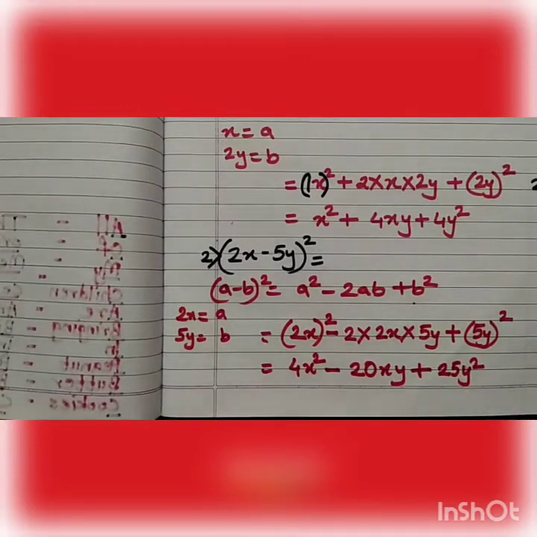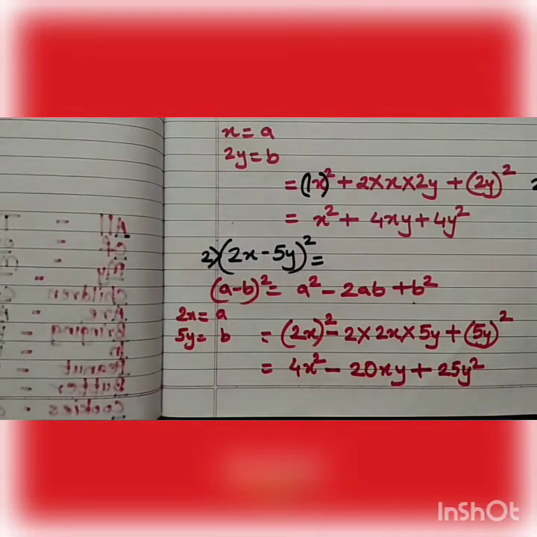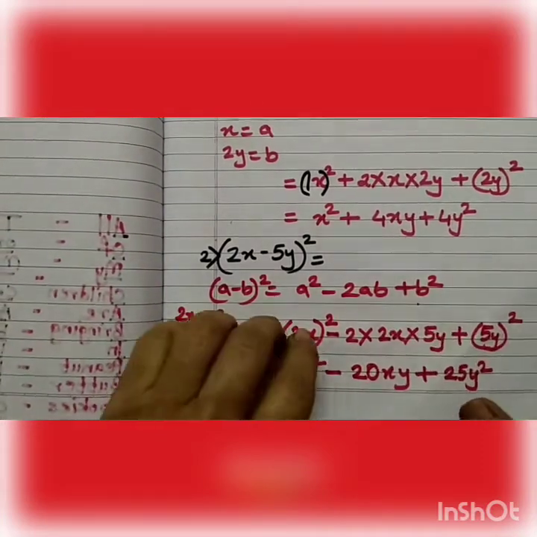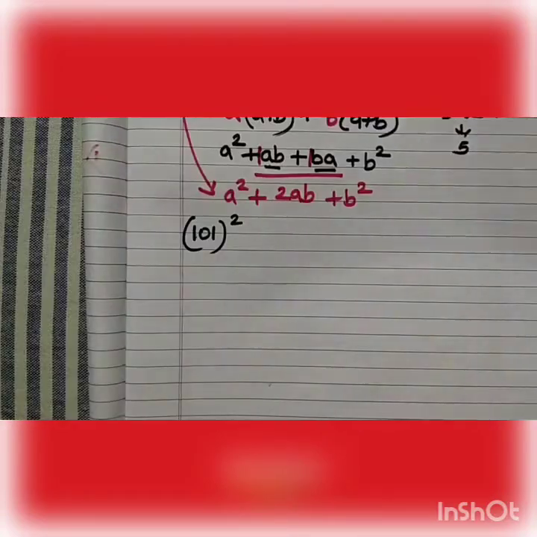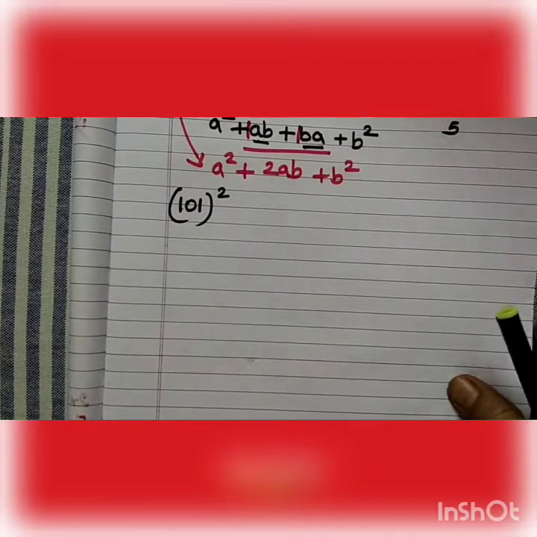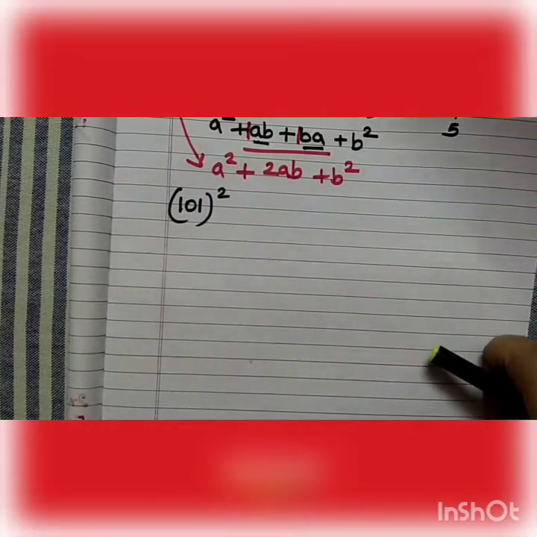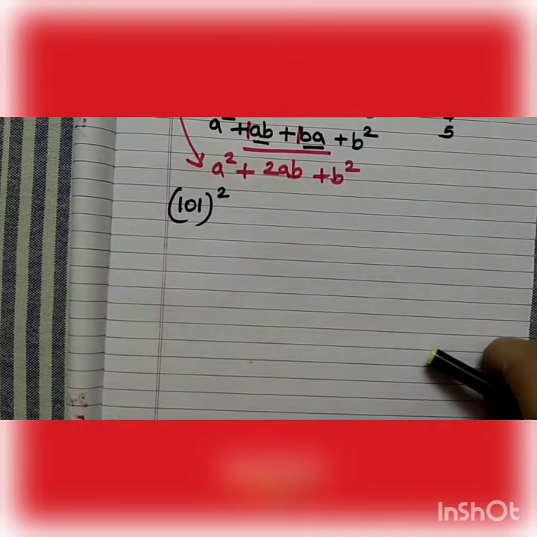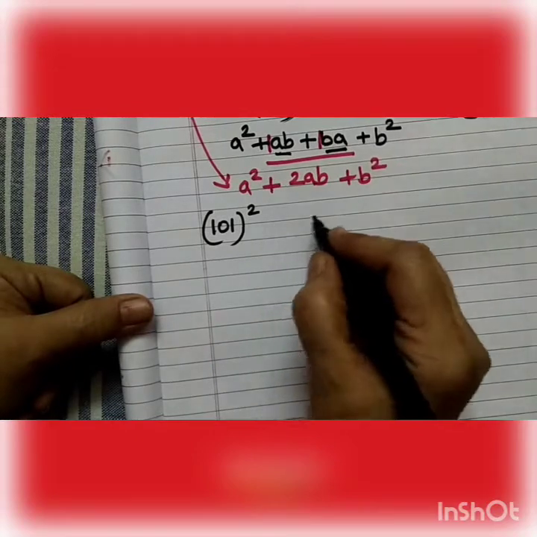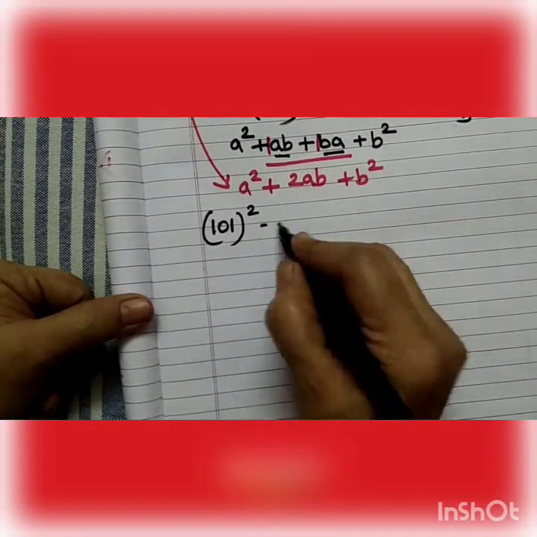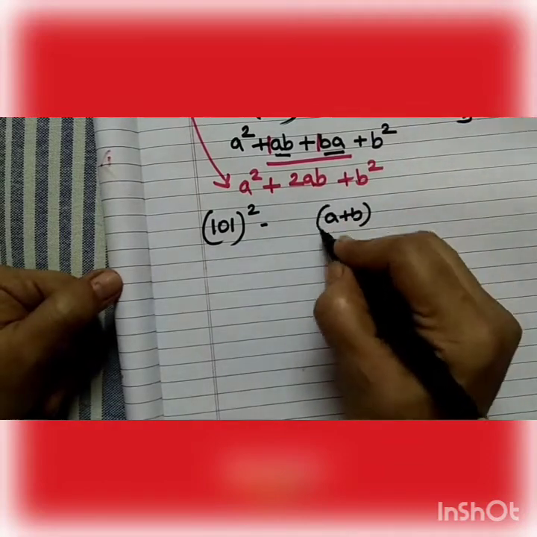Now there are three more sums, and we will do those three sums also now. 101 whole square. Now with this type of sum, you don't have to multiply 101 into 101. We have to use a formula and do the sum. Now what formula will we be using here? We will use the formula a plus b whole square.